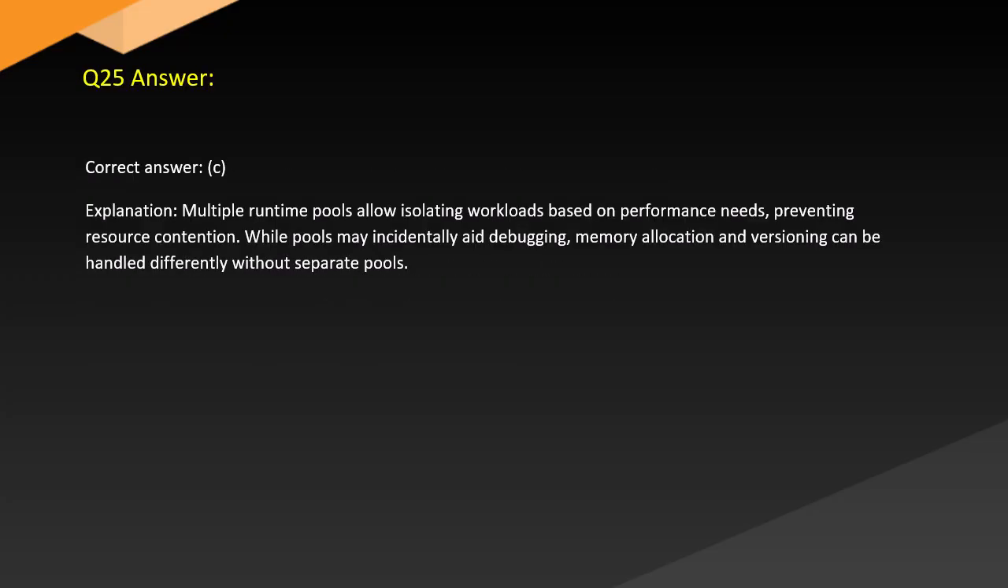Answer. Correct answer. C. Explanation. Multiple runtime pools allow isolating workloads based on performance needs, preventing resource contention, while pools may incidentally aid debugging. Memory allocation and versioning can be handled differently without separate pools.